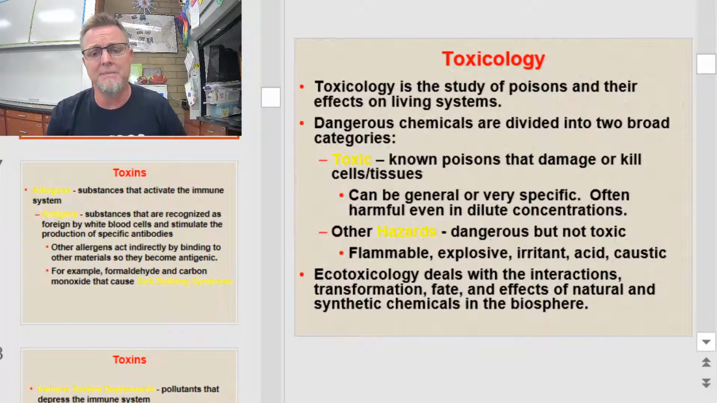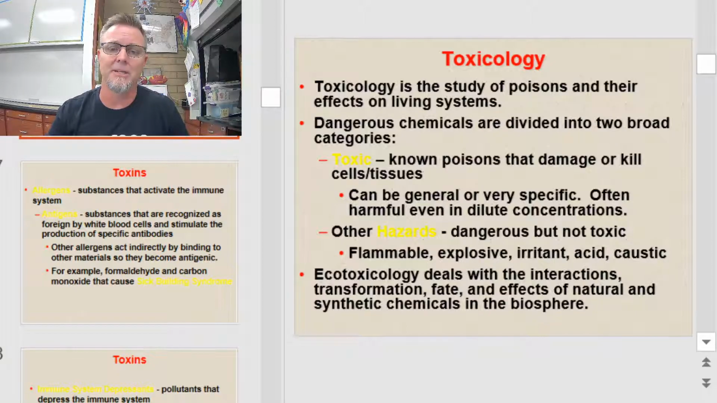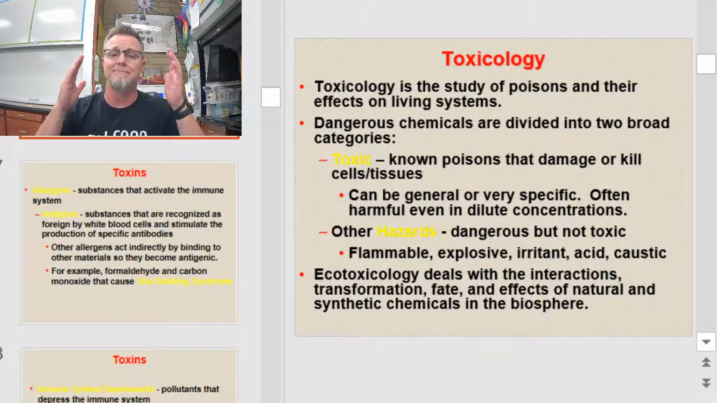Hey CW Apes, Mr. Kennedy here, and this is part 2 of your lecture from Chapter 10 on environmental hazards and human health. So in this installment, we're going to take a look at toxicology and some of the chemicals that we might consider to be toxic.